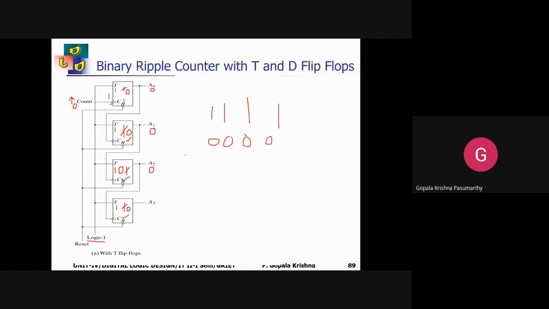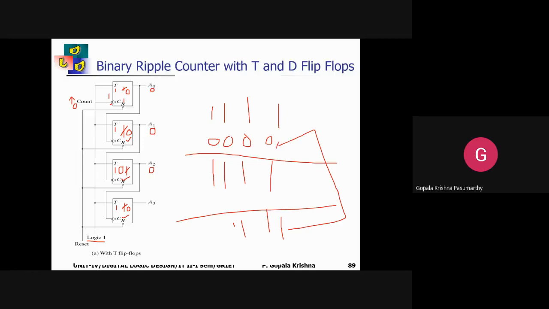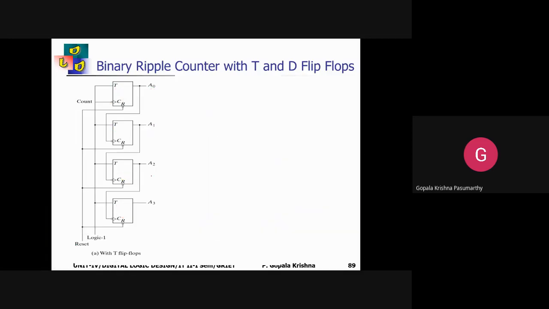Because we know binary numbers start from 0, 0, 0, 0 and continue counting till 1, 1, 1, 1 and will go back to 0, 0, 0, 0. Means this 4-bit counter counts numbers from 4 zeros to 4 ones and after 4 ones, again goes back to 4 zeros. Is it clear?